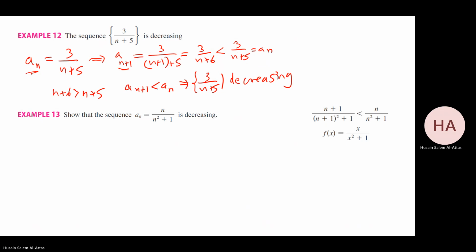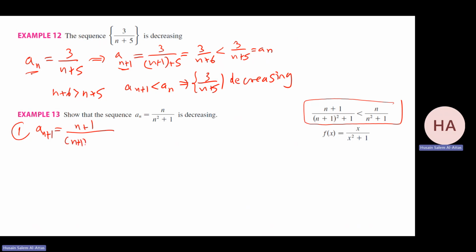Okay. So the sequence is decreasing. How to prove it? There are two ways. The first way, using the same trick we did before, I will do a(n+1), which is (n+1) over (n+1) squared plus 1. And that will be, be careful, (n+1) over n squared plus 2n plus 1 plus 1.